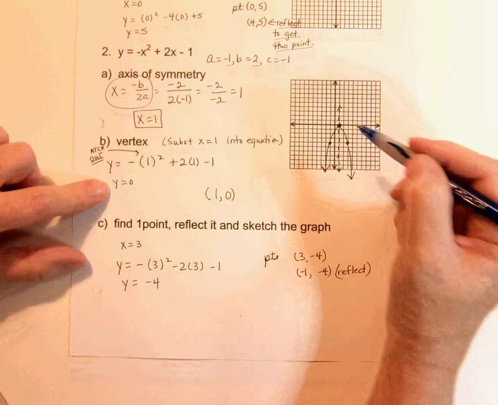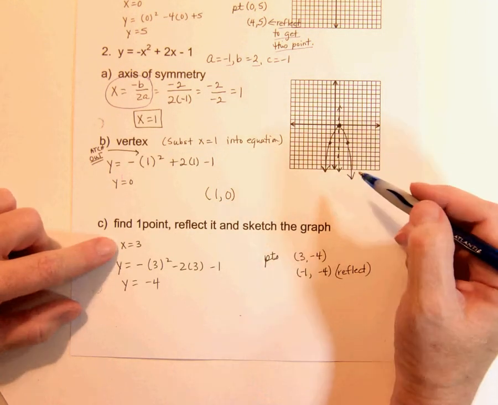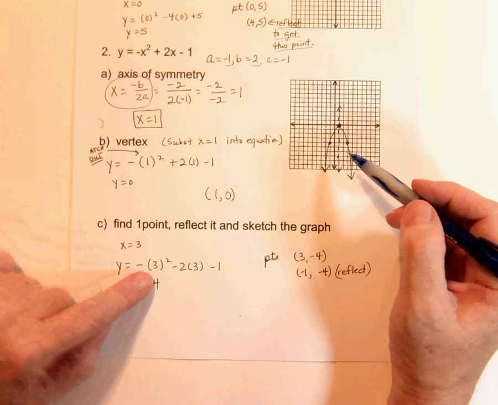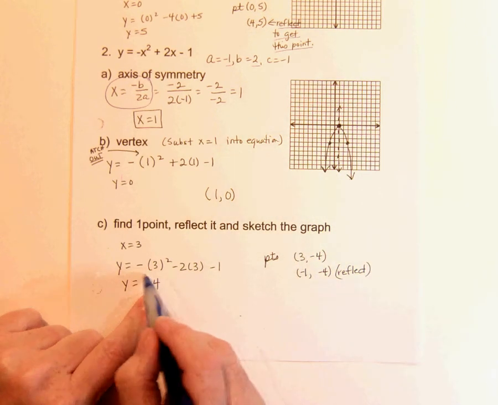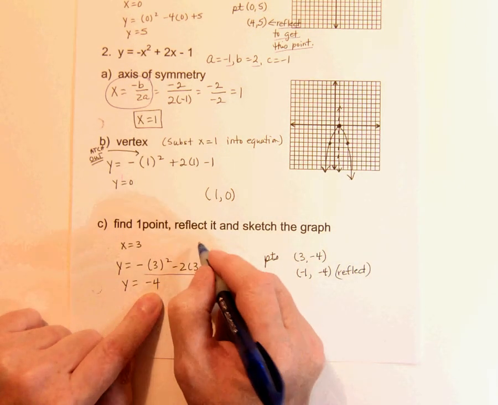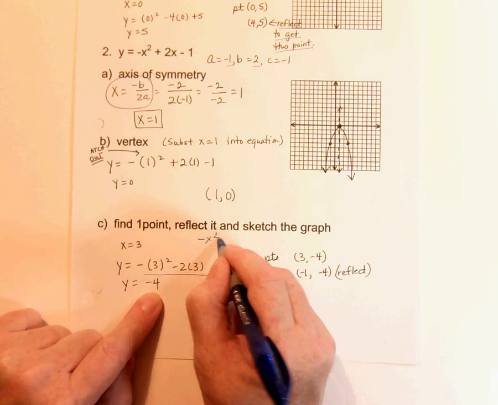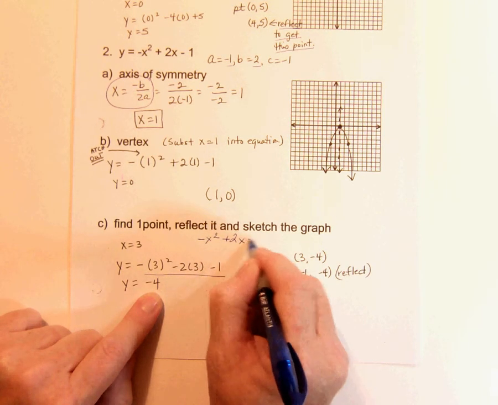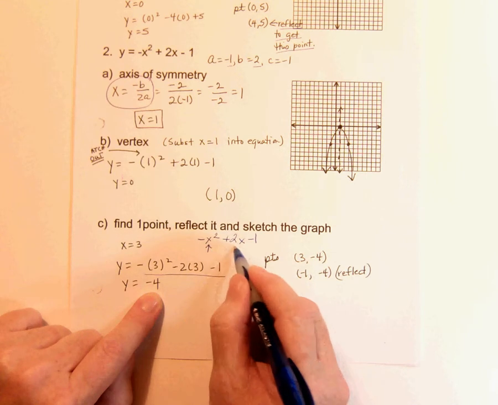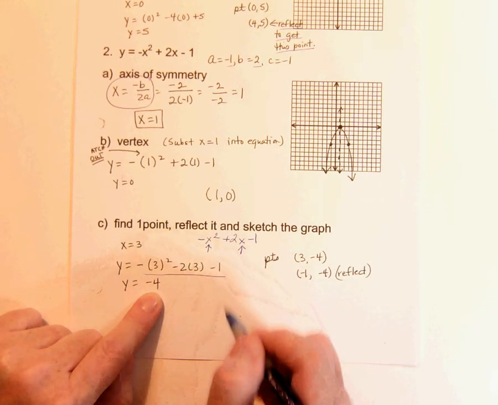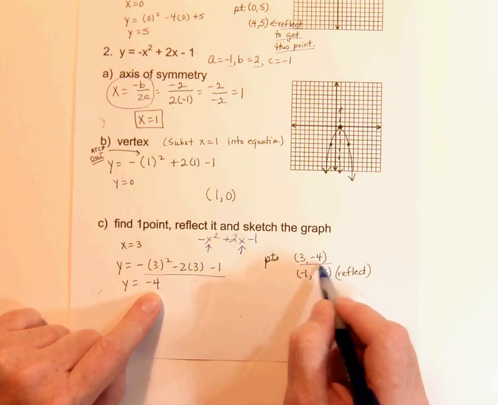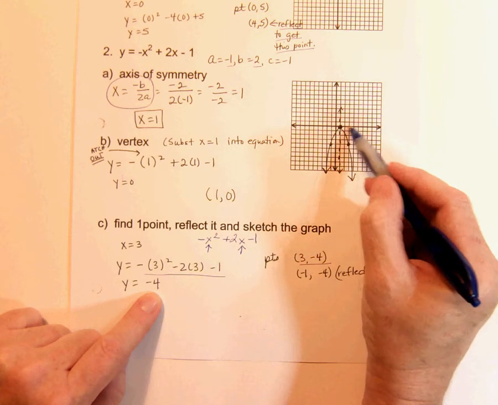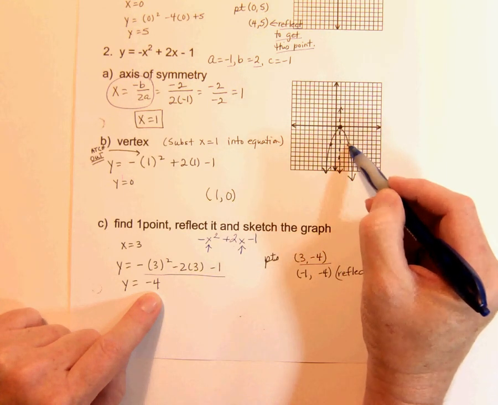Finding points that reflect across, we can choose 3. Once you substitute in 3 into your original equation, negative x squared plus 2x minus 1, you're just plugging in a number for x, and they got the y to be negative 4. So you plot that point, 3, negative 4. You walk over 3 and go down 4. Then it's just a reflection.